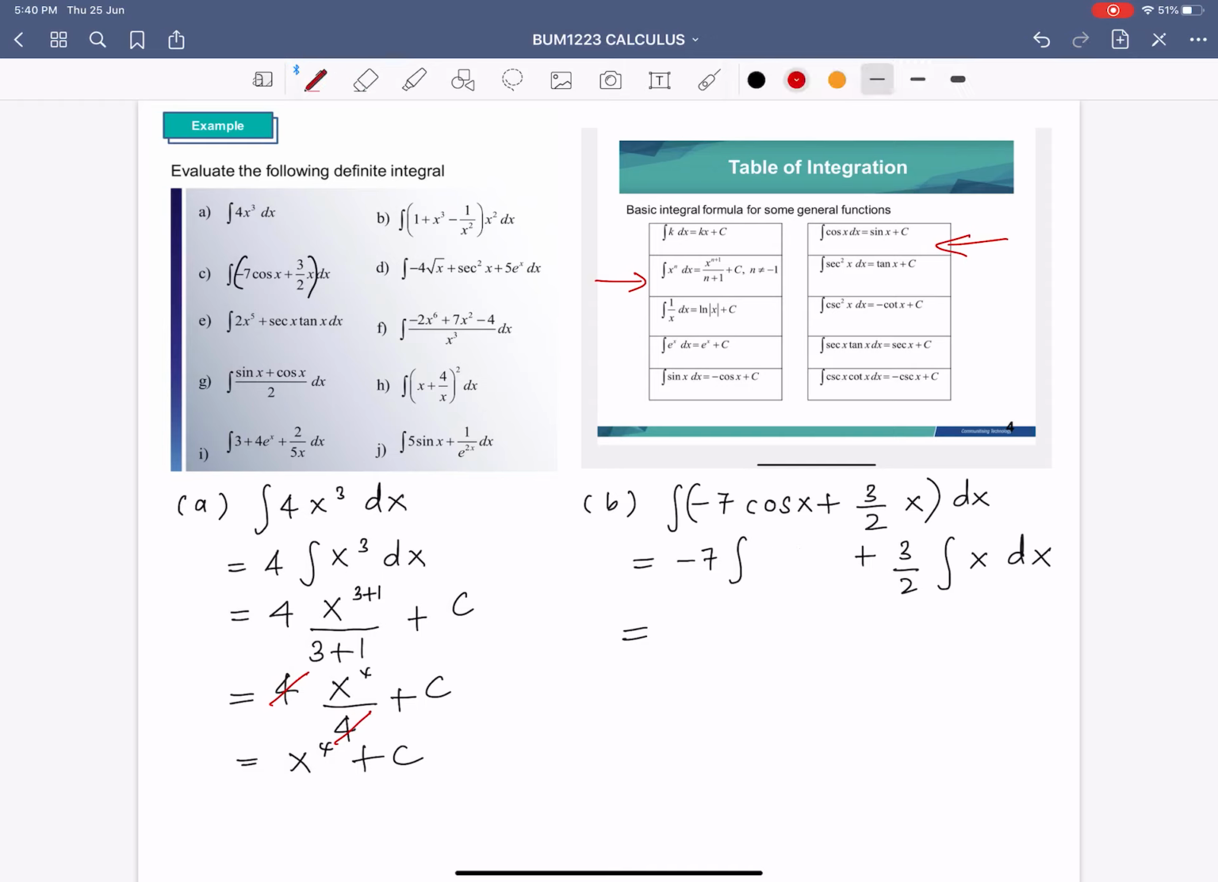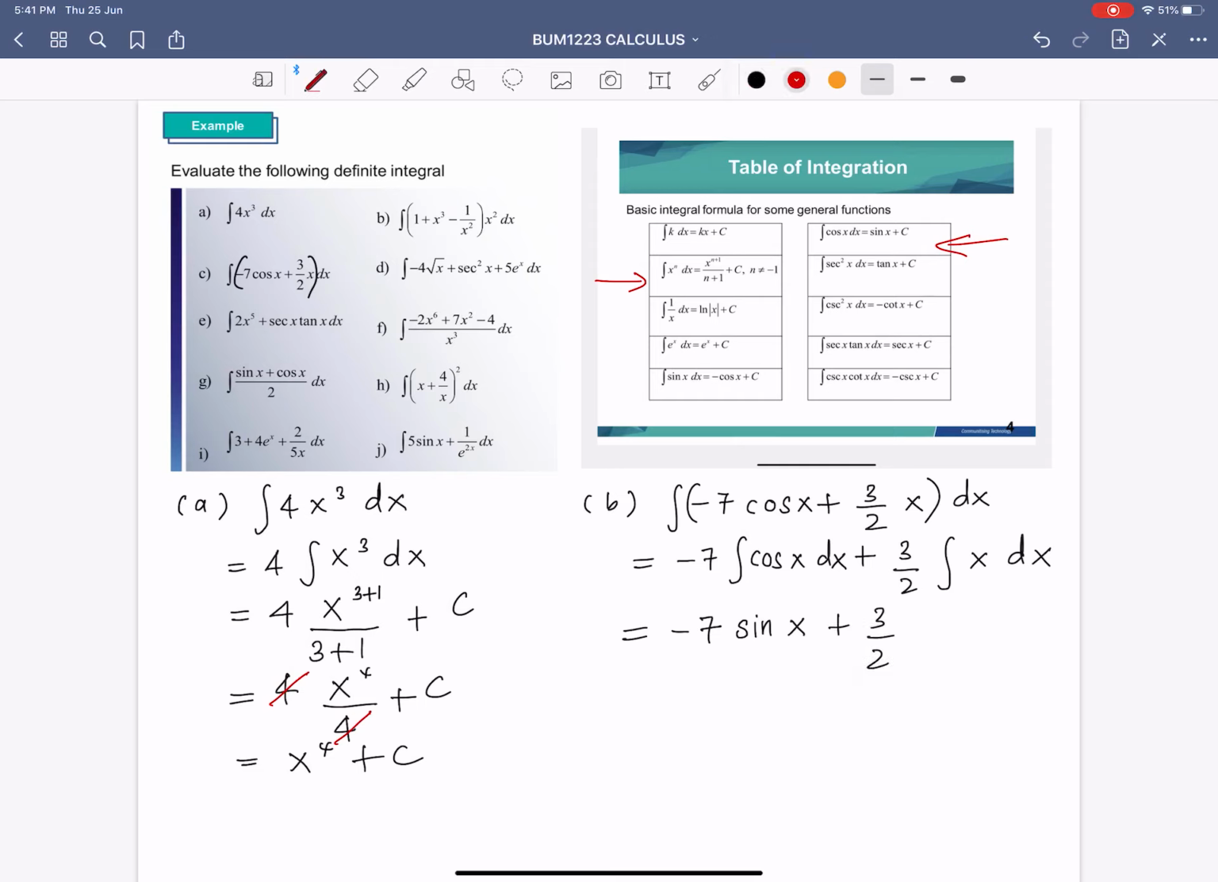So therefore, -7 integration cos x, oh, I'm really sorry, I missed it, this part. I'm supposed to have here cos x dx, because it stands alone there. So -7 remains there because it's just a constant. And then the result of integration cos x dx is sine x. So -7 times sine x. Okay, we ignore the plus c first because we have another part of integration, which is 3/2 integration of x dx. So plus 3/2 x dx.